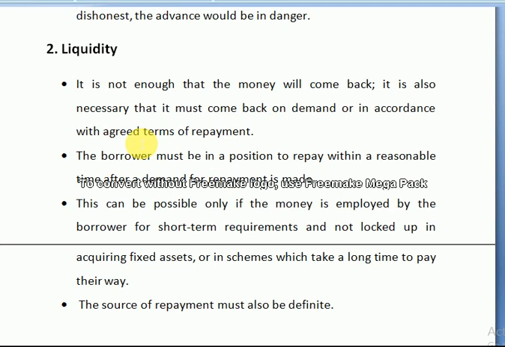So liquidity, dear students, is an important principle of bank lending. Banks lend for a short period only because they lend public money which can be withdrawn at any time by the depositors. They therefore advance loans on the security of such assets which are easily marketable and convertible into cash at a shorter notice.